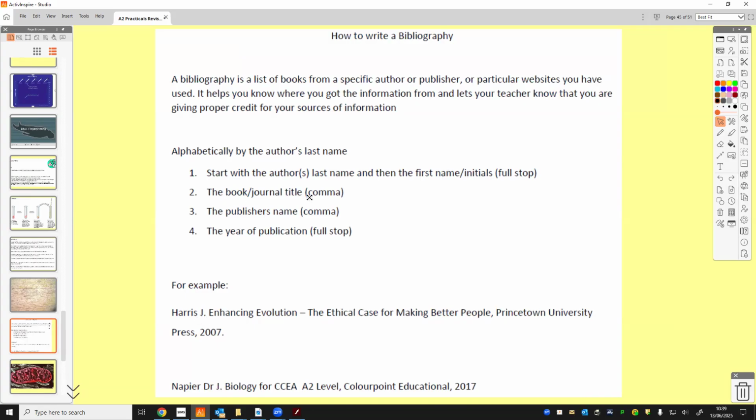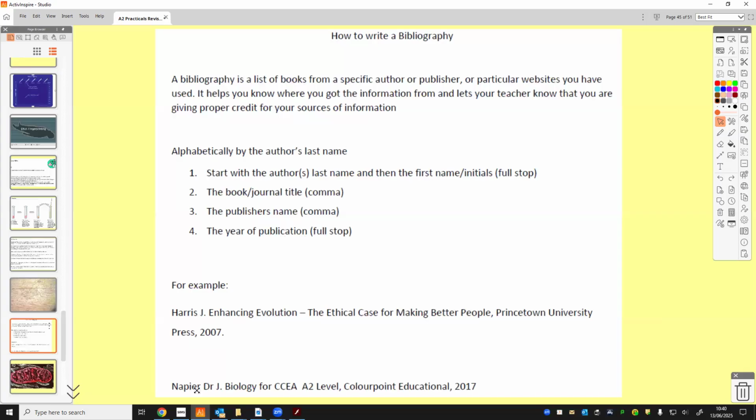Then you have the title of the book or the journal, followed by a comma. So in this case, Enhancing Evolution, the ethical case for making people better, comma, the publisher's name, followed by a comma, Princeton University Press, comma, and then the year of publication, followed by a full stop: 2007, full stop.